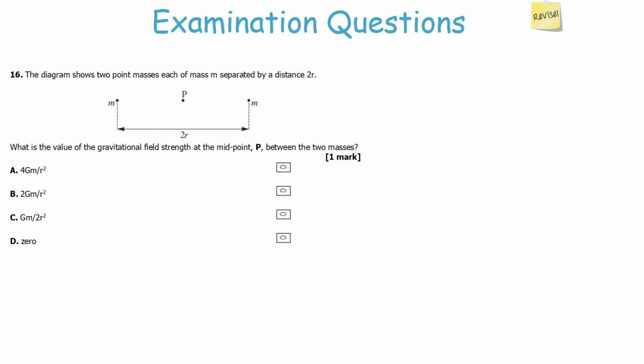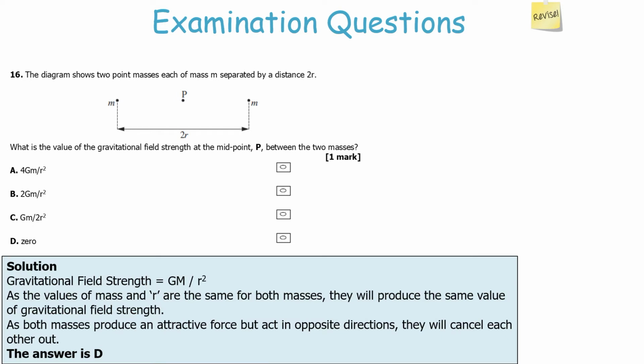Because gravitational field strength is a vector quantity, we can equate the two values, one from the mass on the left and one from the mass on the right, and see what our overall value is, what's our resultant answer. As we know, the gravitational field strength is GM over r squared.